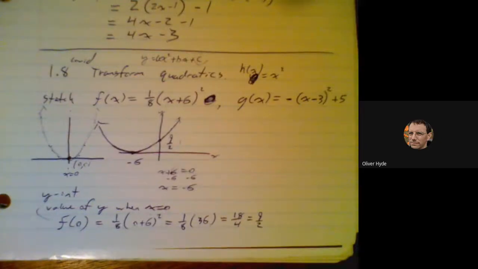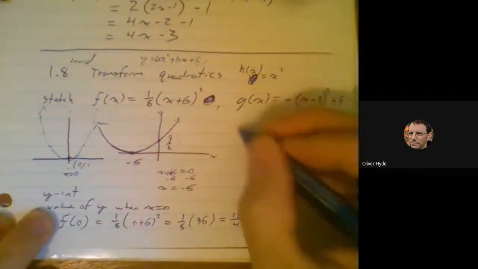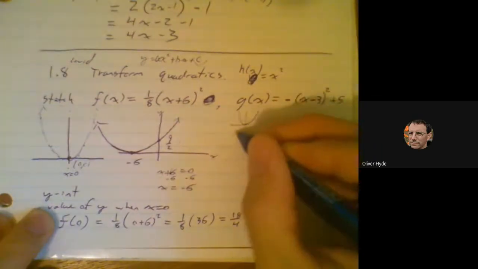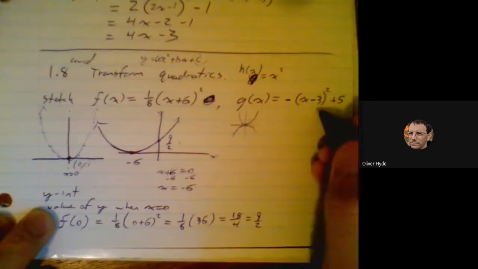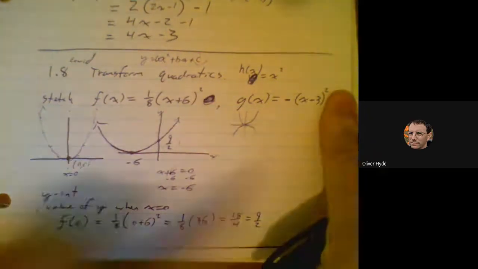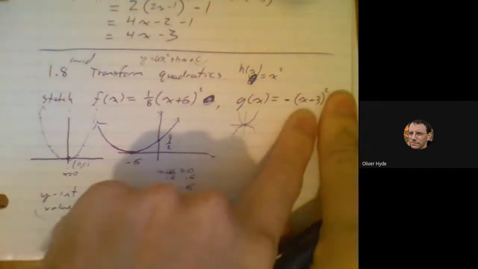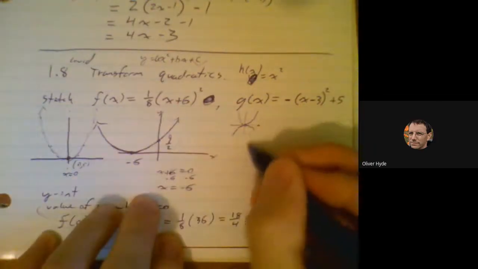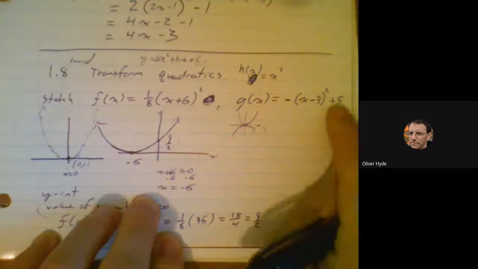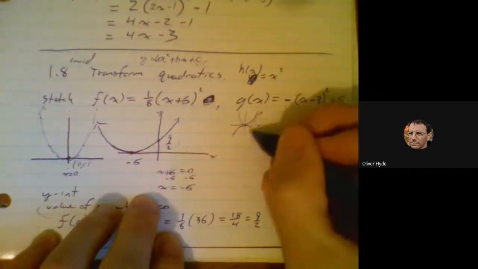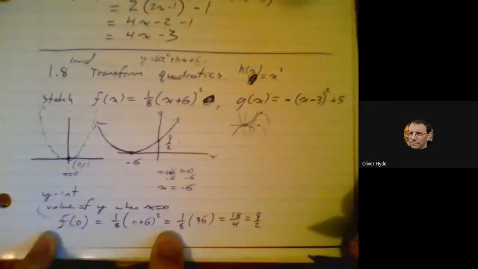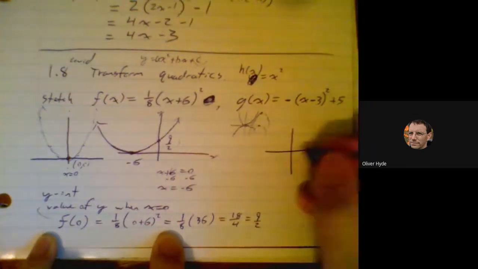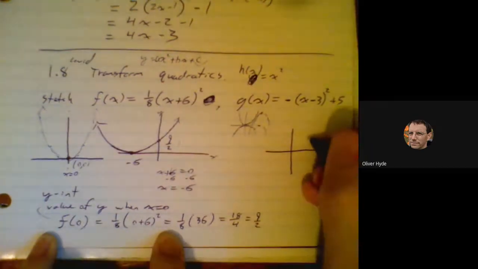But g of x is a parent quadratic that has been reflected across the x-axis. You could call that a vertical reflection. Translated right 3, if we cover this up, the root of this function would now be 3, right 3. But the vertical transformations are more straightforward. This adds 5. Here's me doing rough sketches. I feel like it's a bit of a mess, so let me tidy that up. I'll label a vertex at 3, 5.